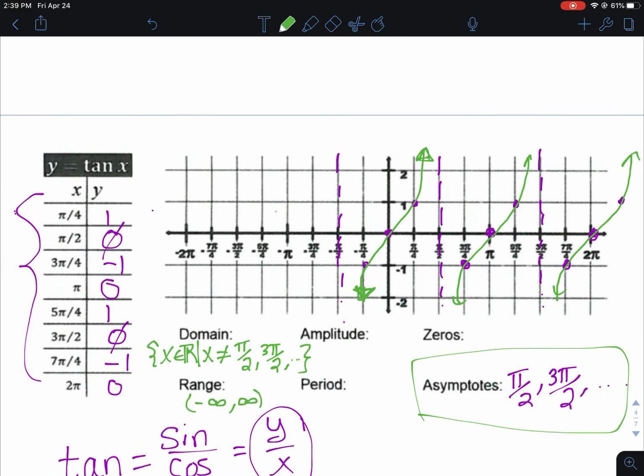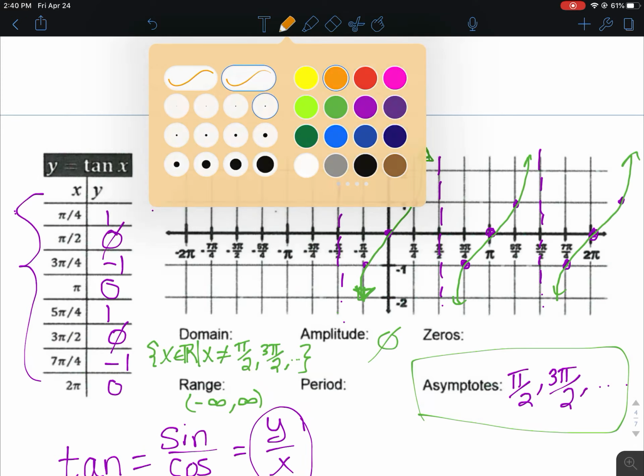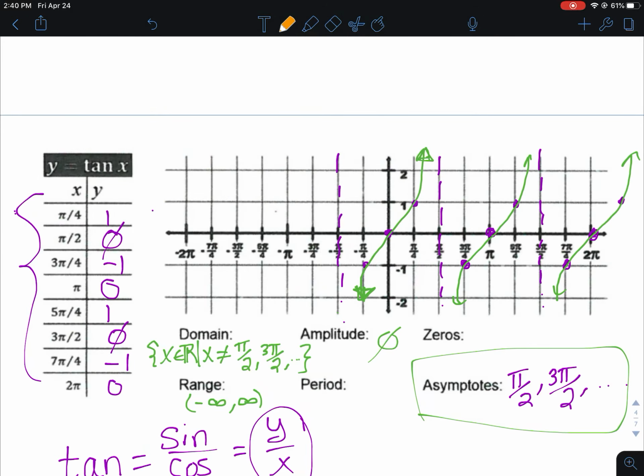When we talk about a tangent function, there's no longer an amplitude because there's no barrier, top and bottom, right? So amplitude, we don't have one. A period, though, we do. So look at how long it takes for this graph to repeat itself. It's easiest to look between the asymptotes, right? From one asymptote to the next, what's the distance it takes for that graph to repeat?